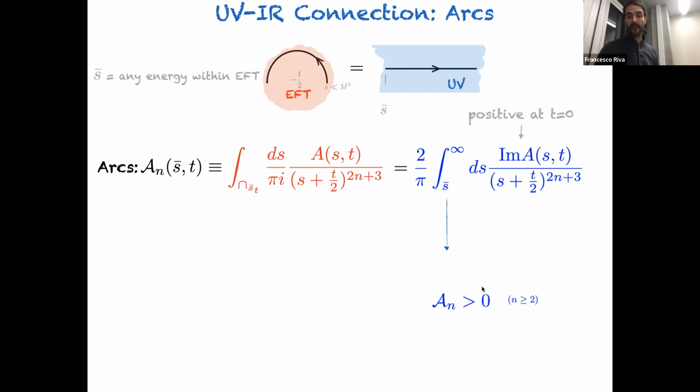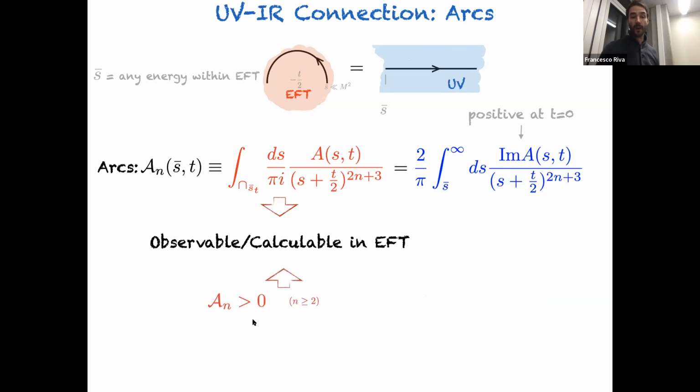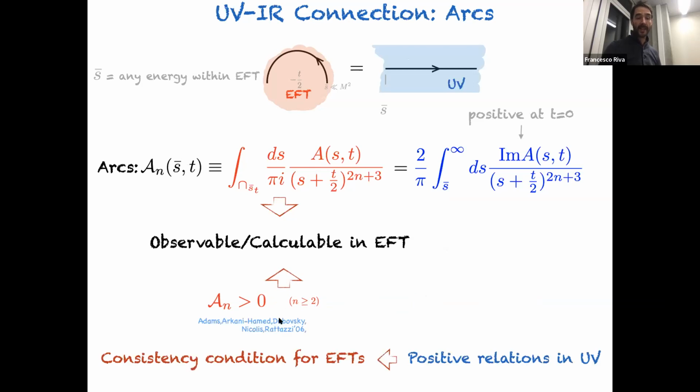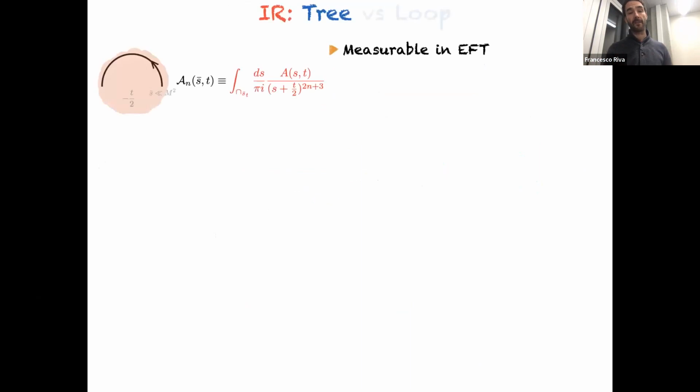So arcs are positive at t equals 0, and this can be translated into a property also of the infrared, that we can think of as a consistency condition for the effective field theory. Okay, so any positive relation in the UV will give us a consistency condition in the effective field theory. And it's all about finding all possible positive relations in the UV. So now that you see where the bounds come from, let me discuss a little bit more the IR.